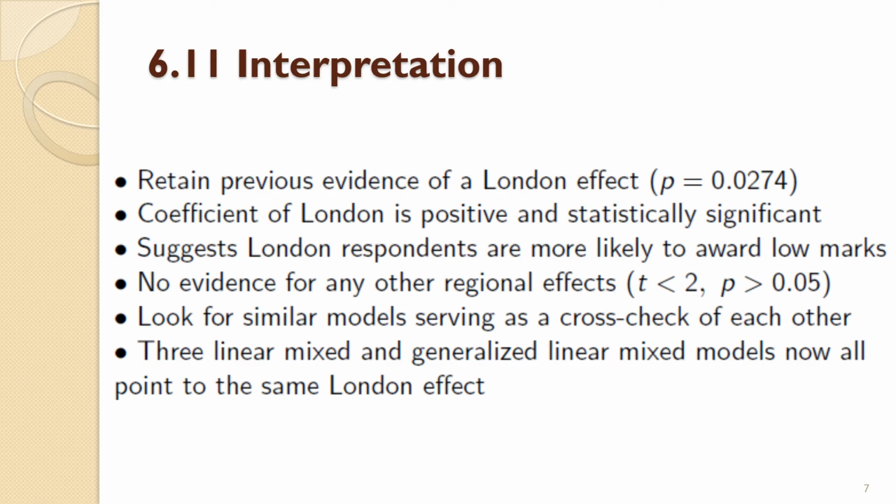So this is 1 linear mixed model in section 5 and 2 generalized linear mixed models in section 6 now all point to the same London effect. Respondents from this region generally giving lower scores on these online customer satisfaction surveys.